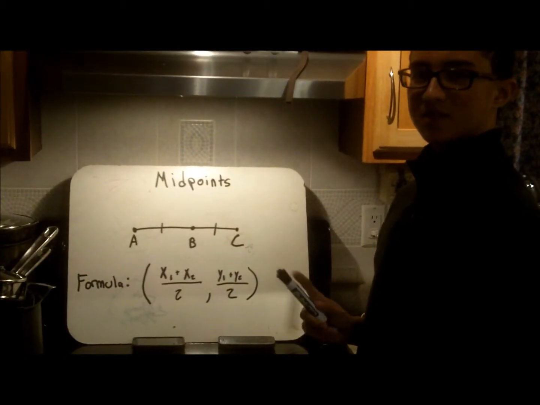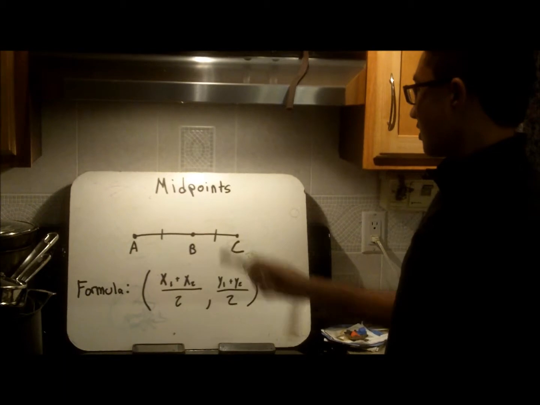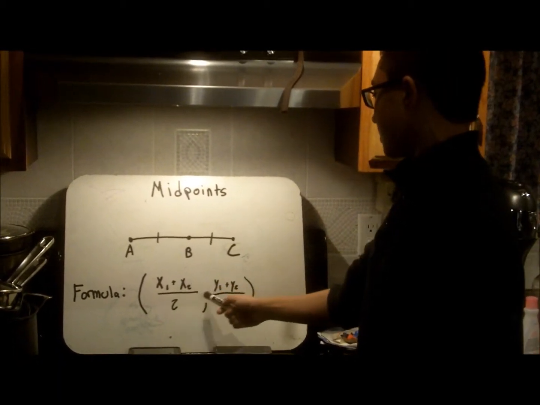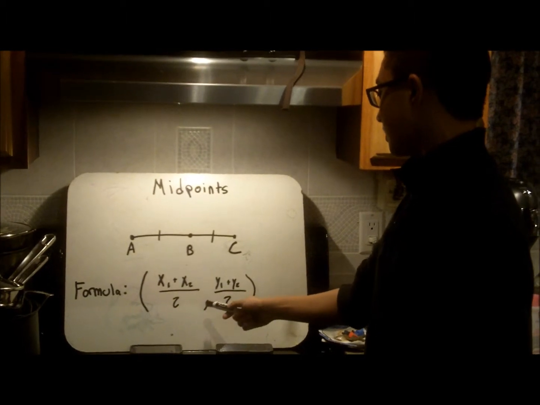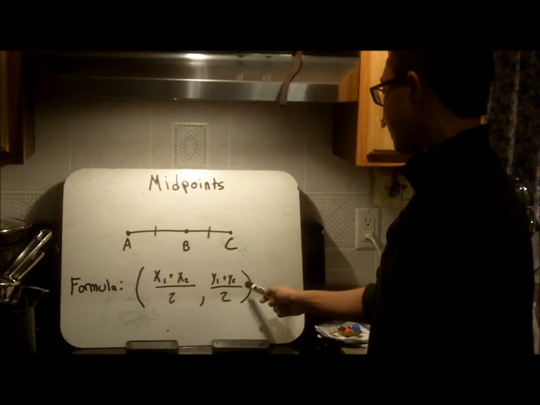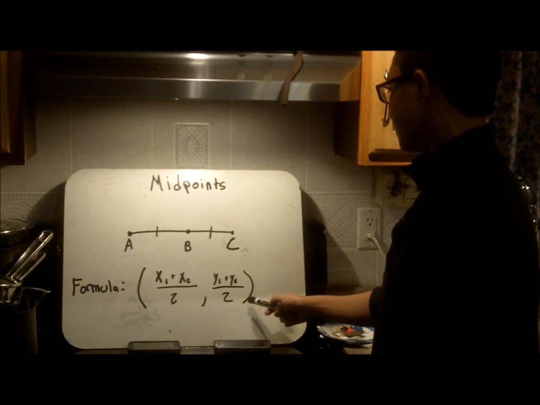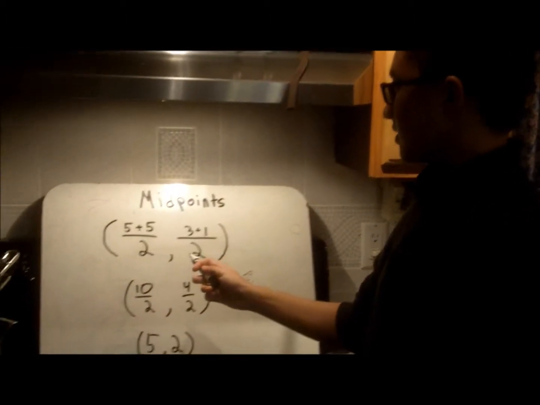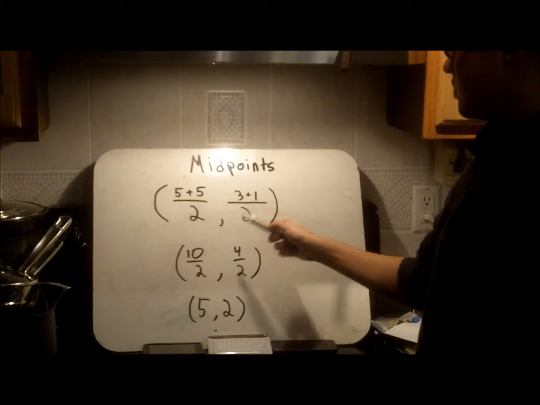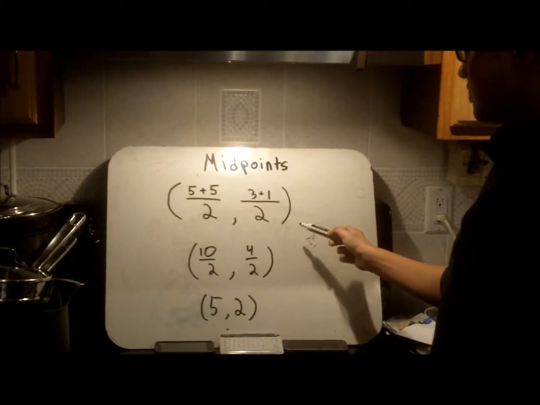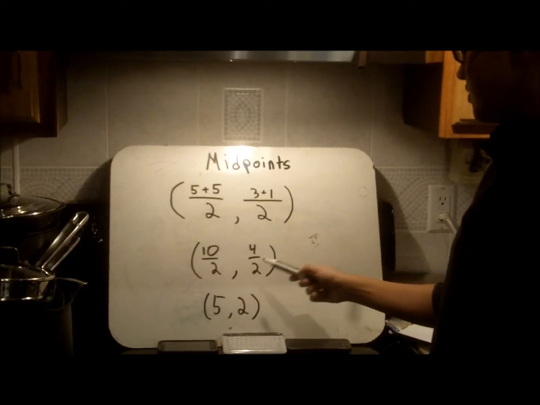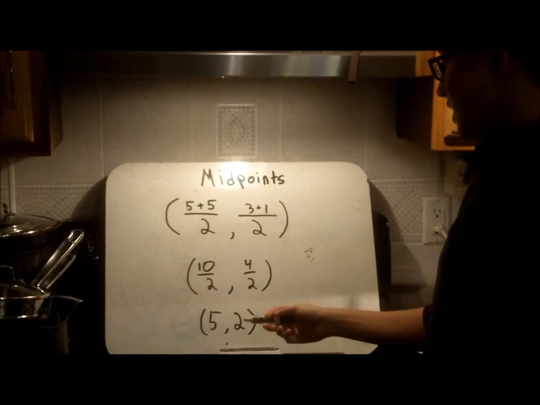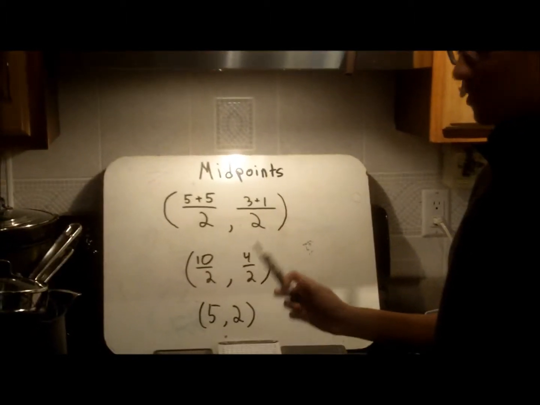Our first lesson for basic segment proofs is midpoints. The formula for midpoints is (x1 plus x2) over 2 and (y1 plus y2) over 2. We'll show you an example. Our example here is (5 plus 5) over 2 and (3 plus 1) over 2. This makes 10 over 2 and 4 over 2, so our outcome is (5, 2) on the Cartesian plane.